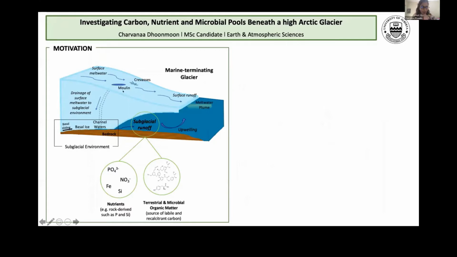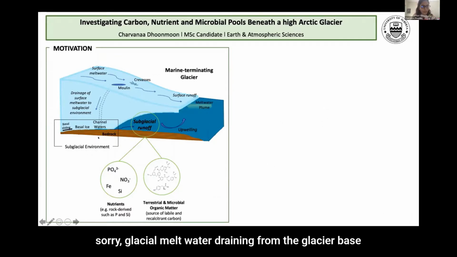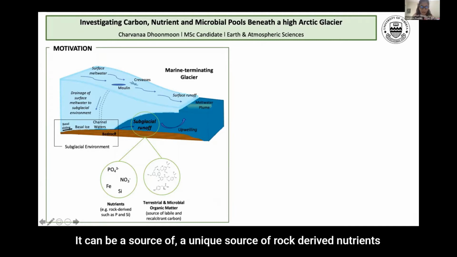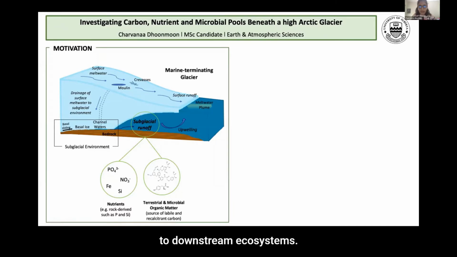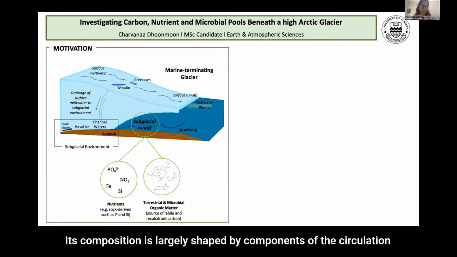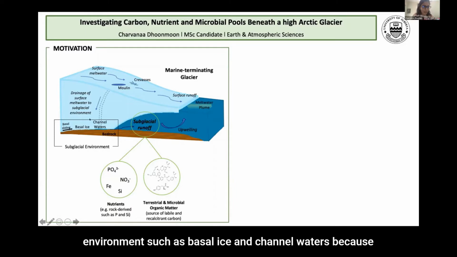So glacial meltwater draining from the glacier base is called subglacial runoff. Due to its interaction with the bedrock, it can be a unique source of rock-derived nutrients and terrestrial organic matter, which is a source of carbon to downstream ecosystems. Its composition is largely shaped by components of the subglacial environment, such as basal ice and channel waters.